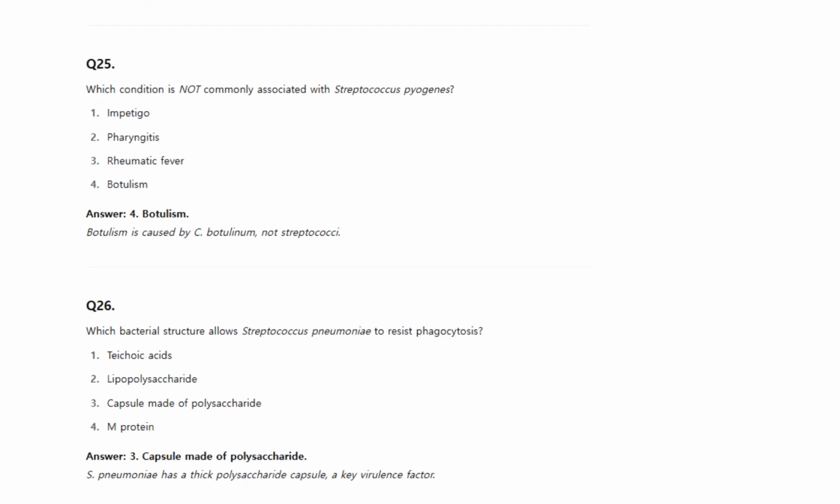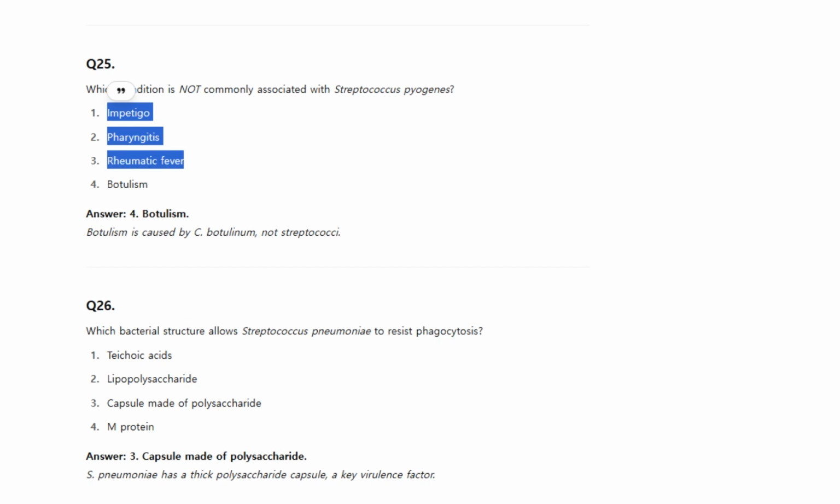Q25. Which condition is not commonly associated with Streptococcus pyogenes? 1. Impetigo. 2. Pharyngitis. 3. Rheumatic fever. 4. Botulism. Answer 4. Botulism. Botulism is caused by C. botulinum, not streptococci.